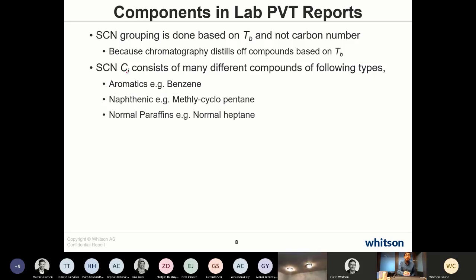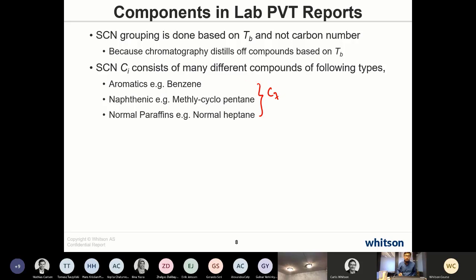So if it's C7 only, or C11, for example, if you have isomers in the lab reported data, that consists of many different compounds of different types. The different types we usually have are aromatics, you can have naphthenic compounds, and we have normal paraffins. As an example, benzene is an aromatic compound in C7. You have a naphthenic, methyl cyclopentane, in the C7 group. So these are all the different pure compounds in a single carbon number C7 component.